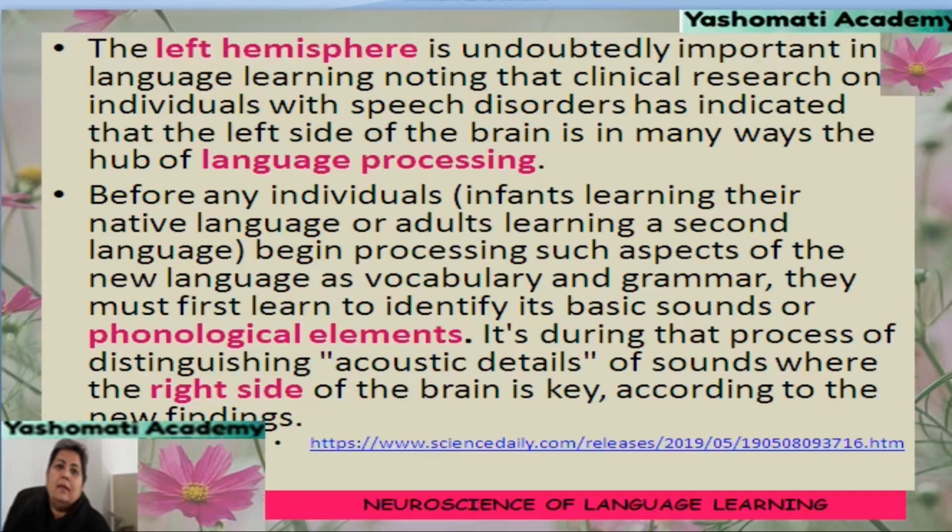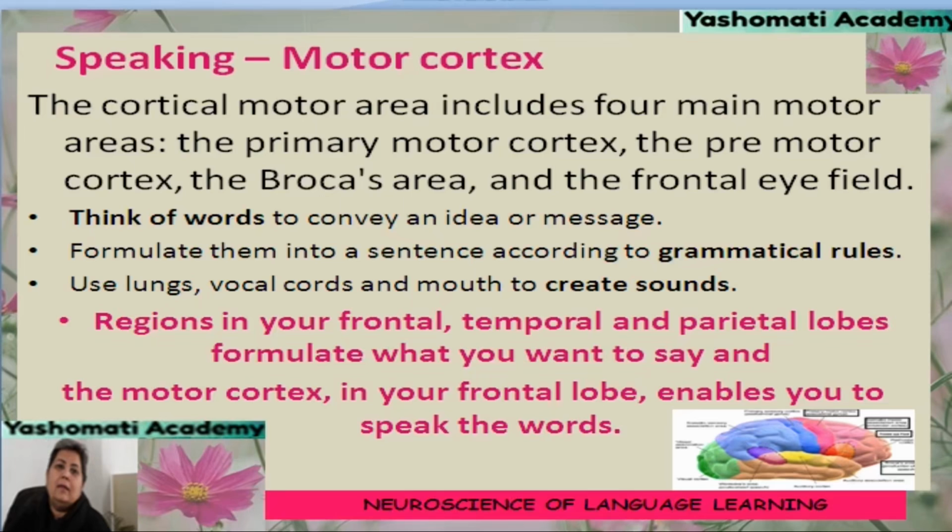So now we know that both hemispheres are important when it comes to language learning, because language processing as well as phonological elements are to be understood well to be a good language learner. Let us try to understand how other parts of the brain are helping us. For example, the motor cortex, which is helping us in speaking.